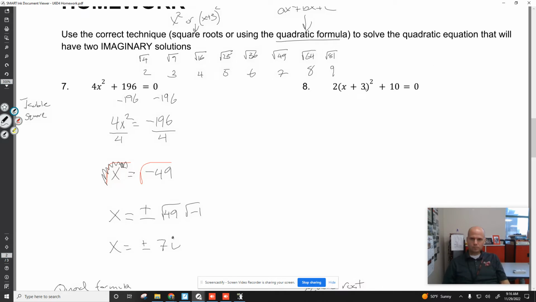All right. Isolate the square. Get the square by itself. Well, add or subtract, then multiply or divide, depending on what's going on.